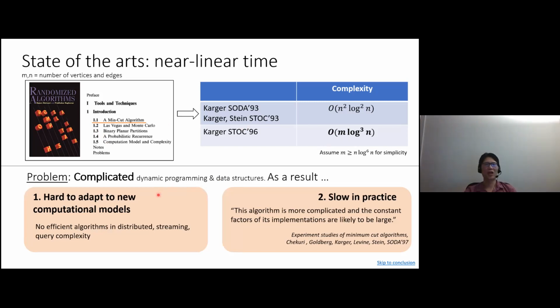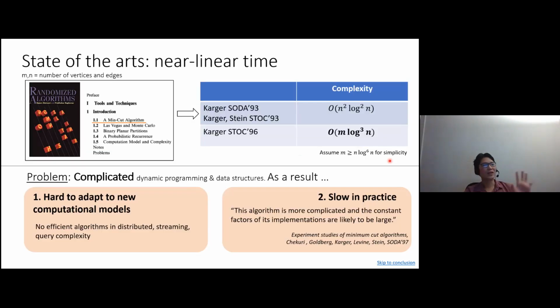As a result, there are two problems with it. The first one is that it's hard to adapt to new computational models. As I made the point in the beginning, in our new computing paradigms we need new computing models, and in particular, we don't have efficient algorithms in distributed, streaming, and many other settings. Also, it is expected to be slow in practice. I'm just going to quote the paper co-authored by Karger a year later. He said that this algorithm is more complicated and the constant factors of its implementations are likely to be large. So they are not implementing this algorithm. And as far as I know, nobody has implemented these algorithms. Although we have this very fast algorithm here, the algorithm that got implemented and used a lot these days is this quadratic algorithm, which to me is quite unfortunate.